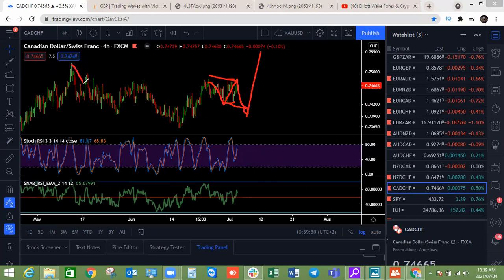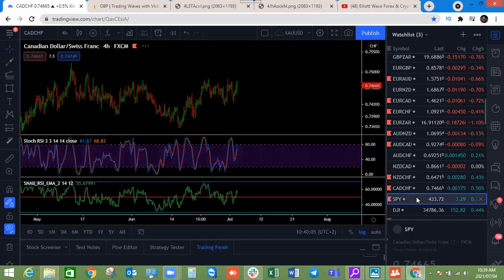Remember, we already have this structure here on CADJPY, a 3-wave structure. What is happening now is a continuation. After that continuation pattern, we're looking for upside. Right, so watch this structure for entry on CADJPY. That's what we're going to be looking at in the week.